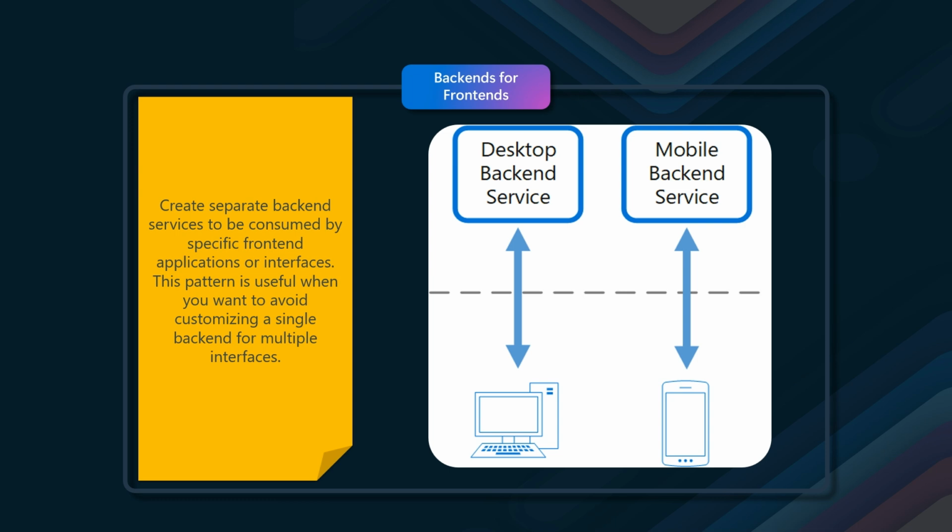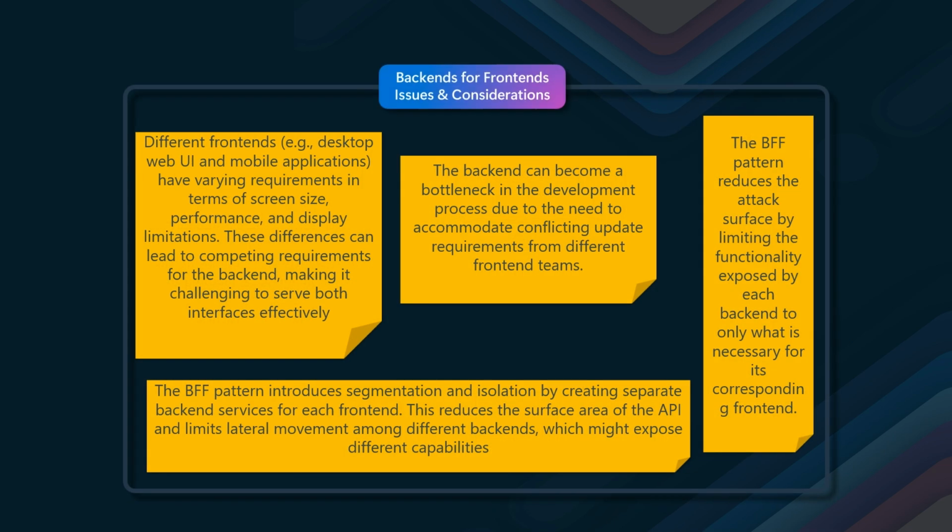So yeah, you've got your different backend for your different front ends. When implementing the backend for front ends pattern, there are several issues and considerations that we need to keep in mind. Number one, competing requirements. Different front ends like desktop web UI and mobile applications have varying requirements in terms of screen size, performance, and display limitations. These differences can lead to competing requirements for the backend, making it challenging to serve both interfaces effectively.